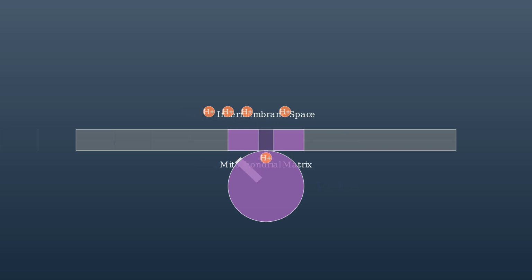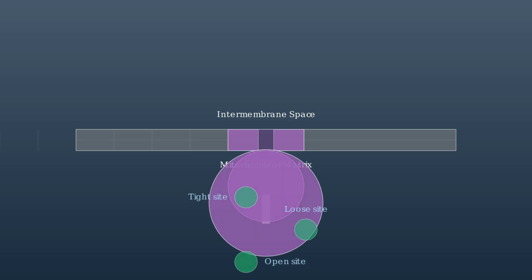As protons flow through the F0 portion down their concentration gradient, they cause the rotation of the central stalk. The F1 portion contains three catalytic sites that cycle through different conformations: loose, tight, and open. As the central stalk rotates, these conformational changes catalyze the synthesis of ATP from ADP and inorganic phosphate.